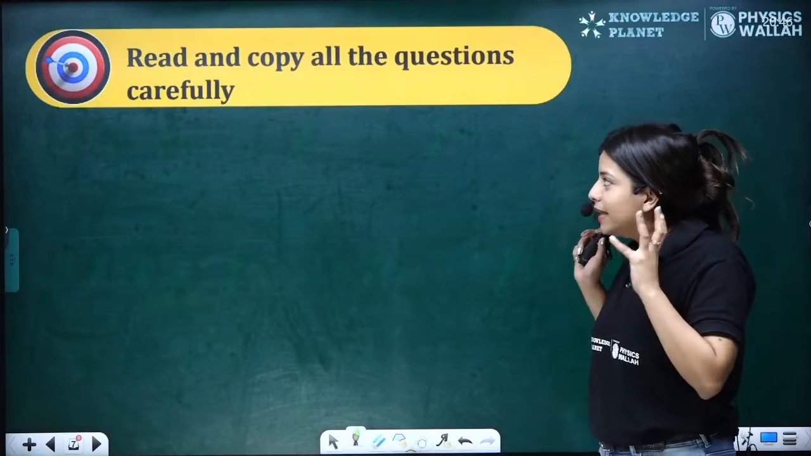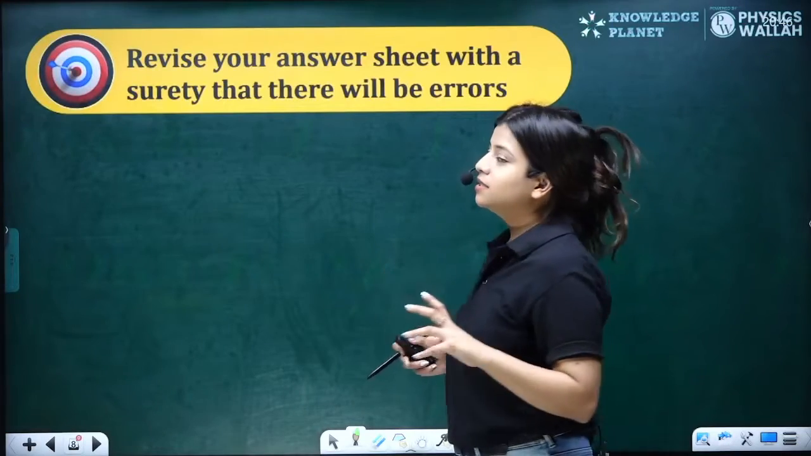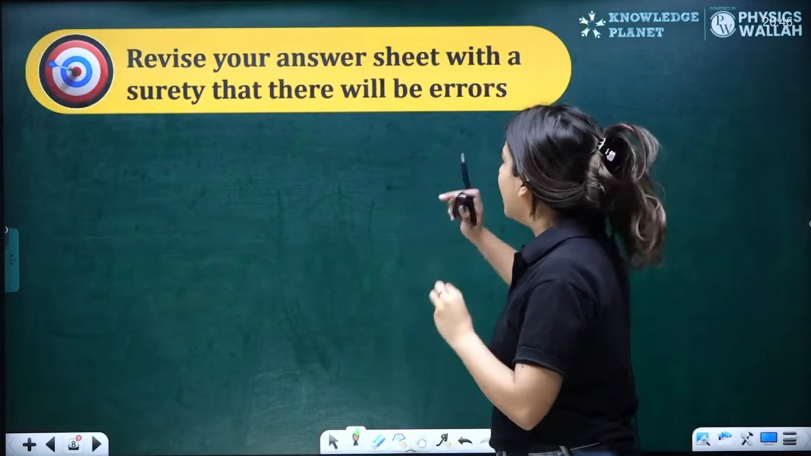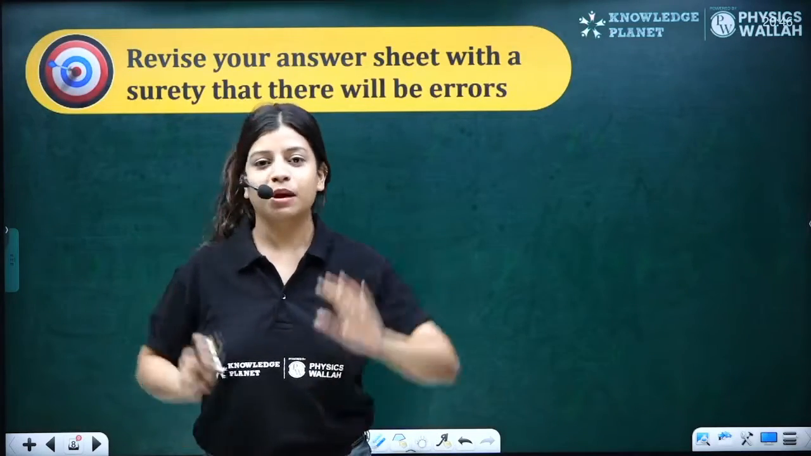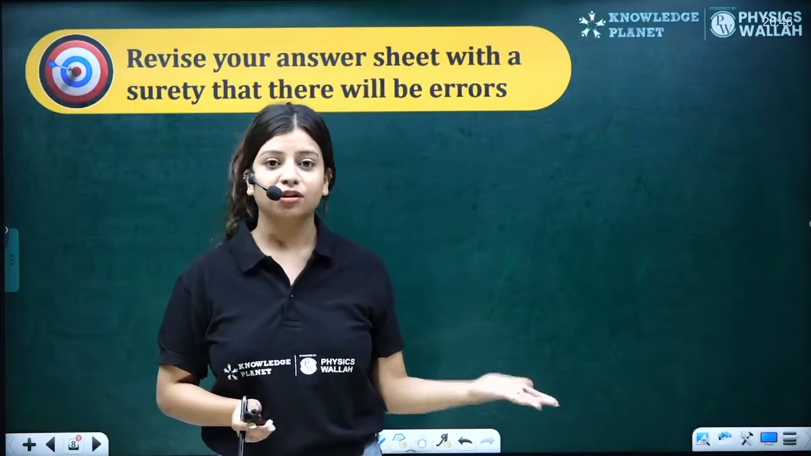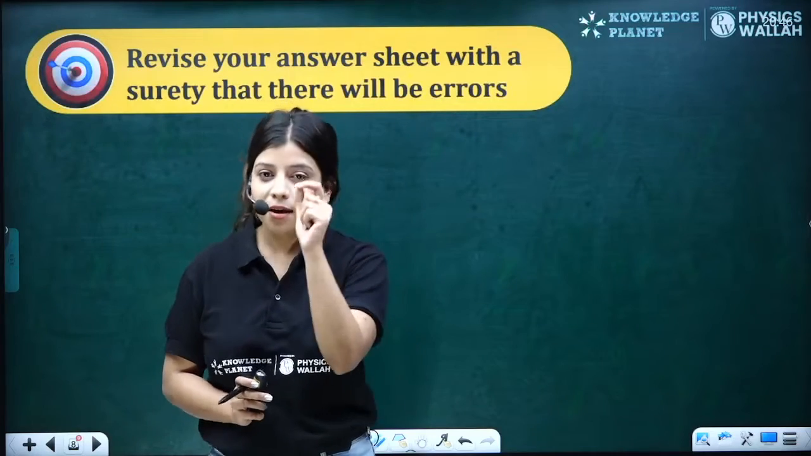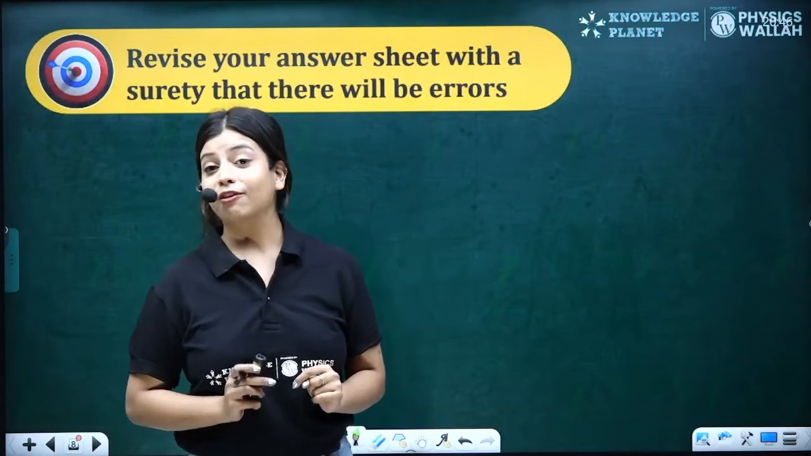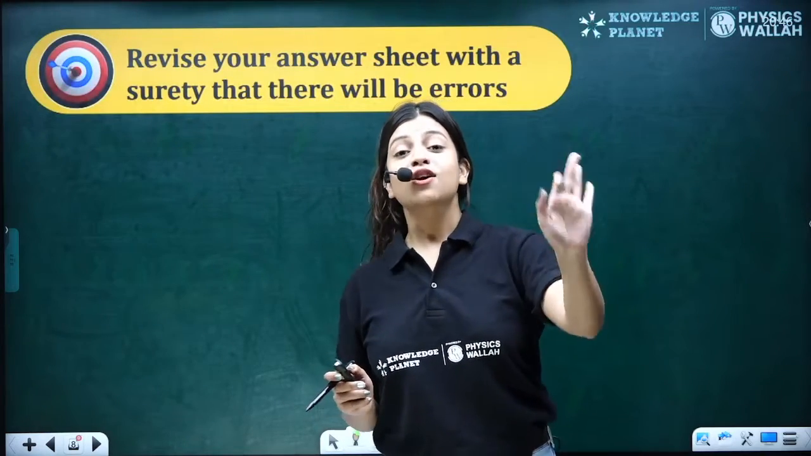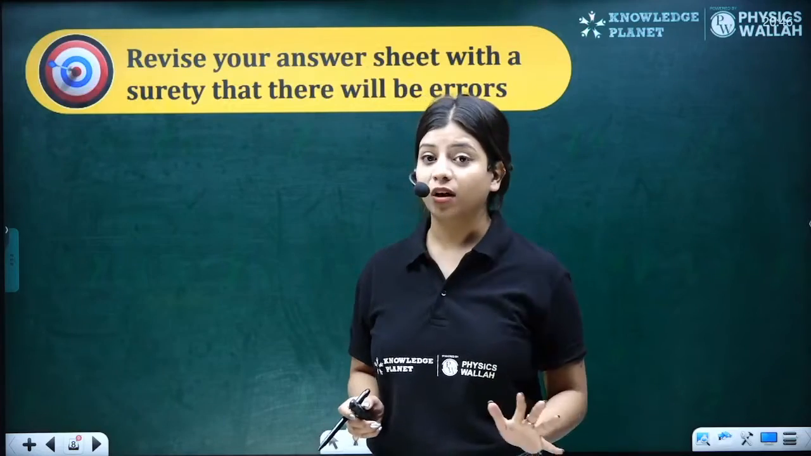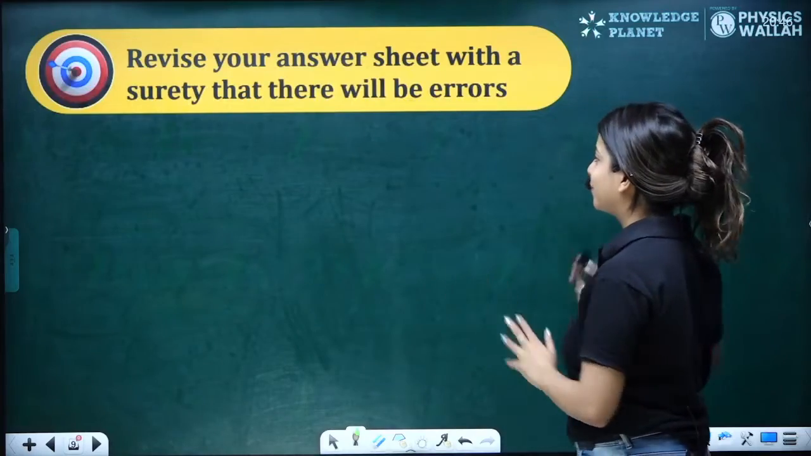The next thing is, read and copy all the questions carefully. This is what I have already told you. Revise your answer sheet with the surety that there will be errors, right? Why is it that when you revise the same paper you cannot find the errors, but your teacher checking your paper will find them? Because she checks with the intention that there might be some mistake. So you also have to do the same thing. Just change your intention. Instead of thinking everything is okay, think that no, I have done something wrong, and then check your paper. For sure you will find the mistake.